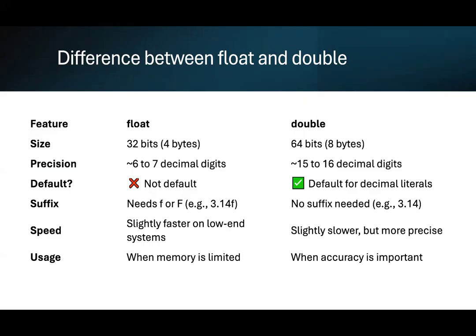Speed: obviously float is faster because it has fewer bits compared to double. So it's slightly faster on lower-end systems. Double is slightly slower, but it has more precision. So when do we use float or double? We use float when we want to save memory, when memory is limited. We use double when we want the accurate value. It's not about the memory, it's only about the accurate value.